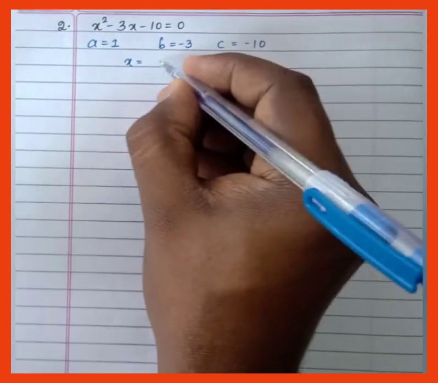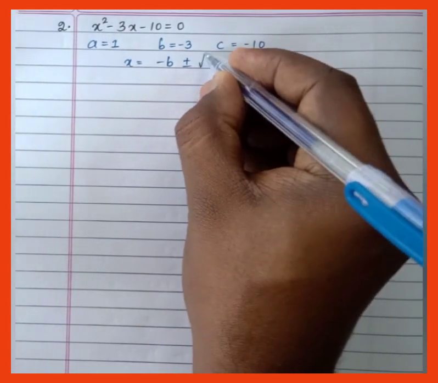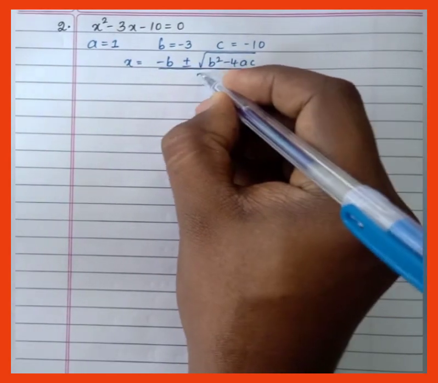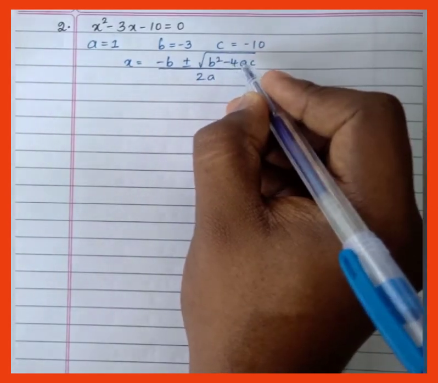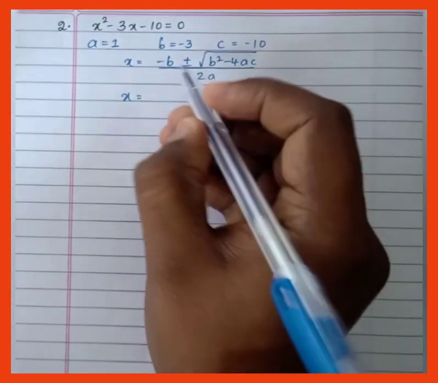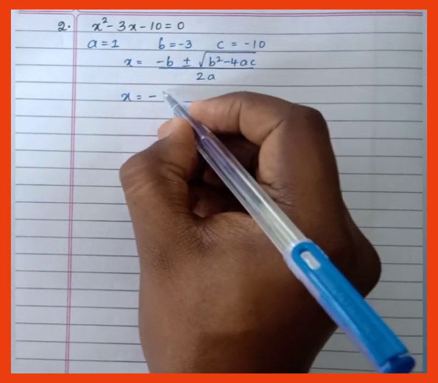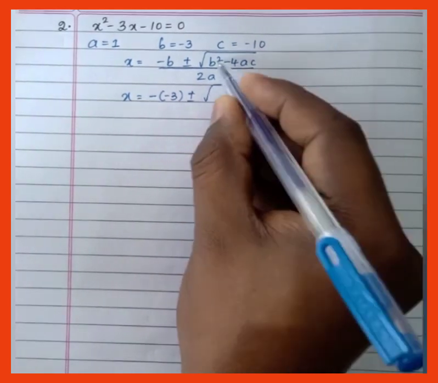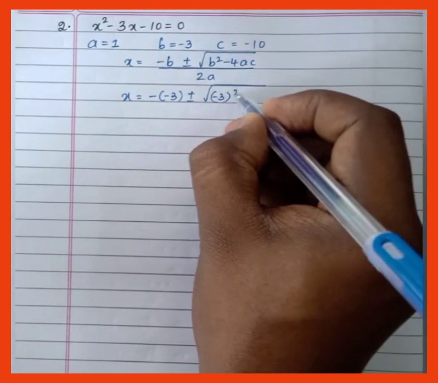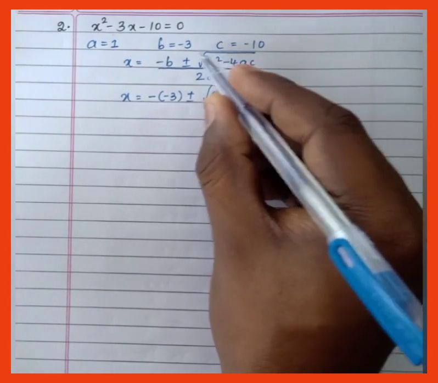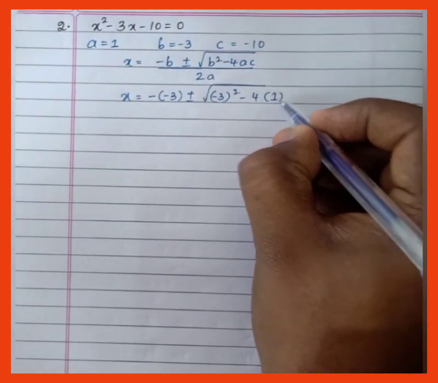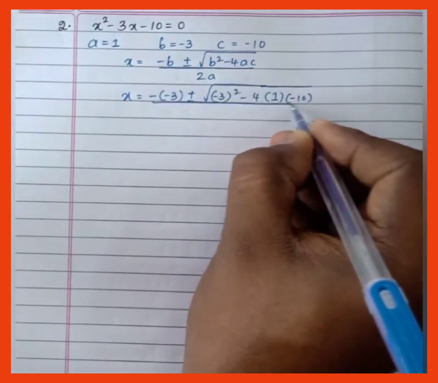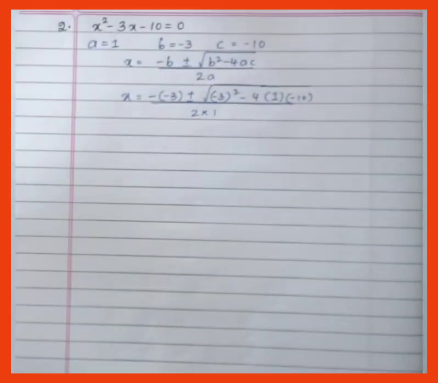Now the next step is write down the quadratic formula: x equals minus b plus or minus square root of b square minus 4ac, divided by 2a. Now the next step is substitute all the values of a, b and c in the quadratic formula. We get x equals minus of minus 3, because b value is minus 3, plus or minus square root of b square, which is minus 3 whole square, minus 4 times a, that is a is 1, into c is minus 10, whole divided by 2 times a, which is 2 into 1.